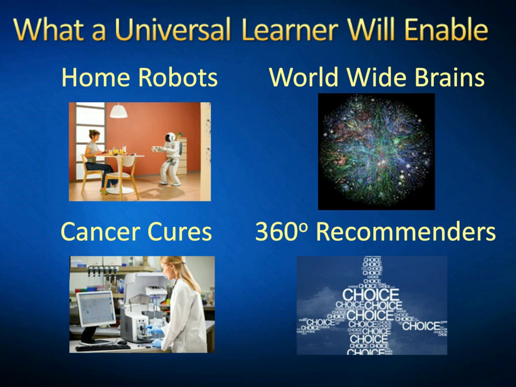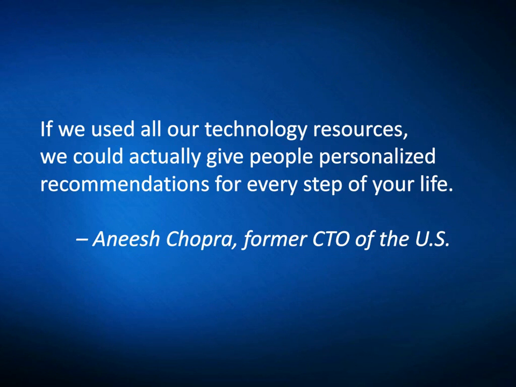What I'd really like to have is a recommender system that learns from all the data that I've ever generated and recommends everything for me. Not just movies and books, but jobs, dates, houses, vacations, everything at every stage of your life. As Aneesh Chopra, the former CTO of the US, put it, if we use all our technology resources, we could actually give people personalized recommendations for every step of your life. And this, I think, is a glimpse of where machine learning is going. But it's also a challenge to us in machine learning to come up with the algorithms that will make it possible, because we don't have them yet.